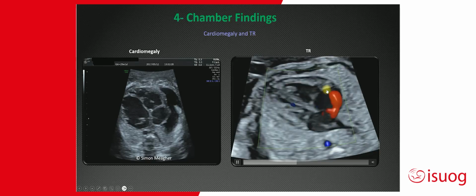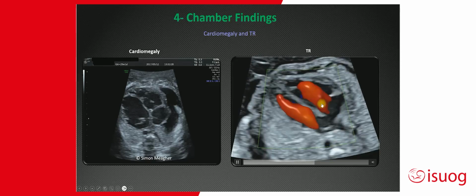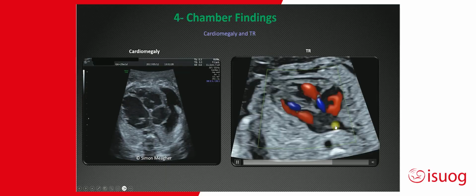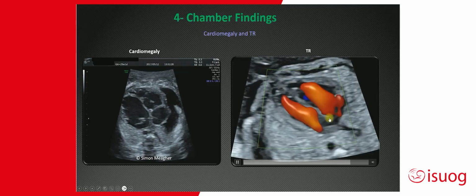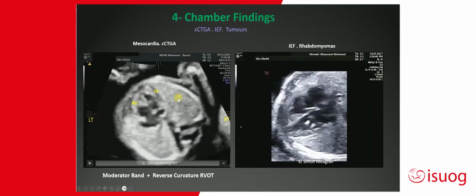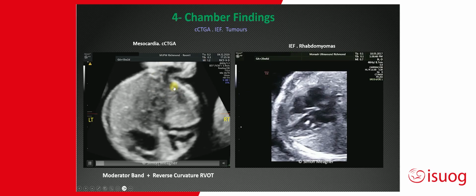And in this case here, a common finding in the third trimester in a four-chamber view of heart, descending aorta, right ventricle with tricuspid regurgitant jet, which is not reaching the roof of the atrium and heading across the foramen ovale.